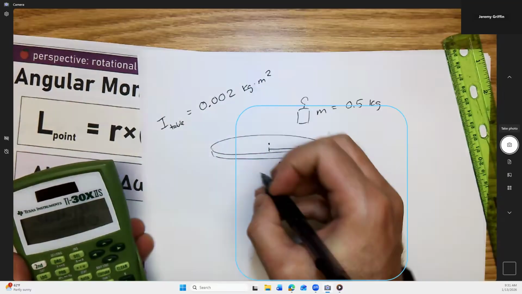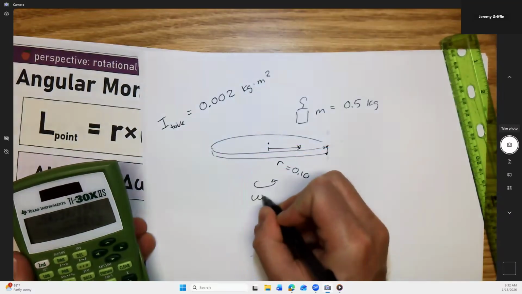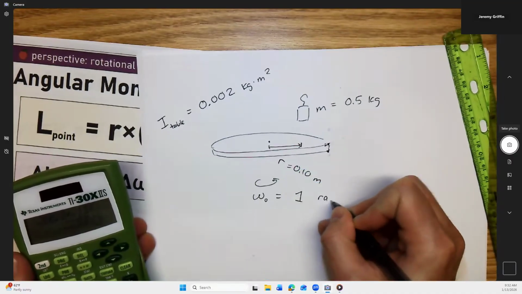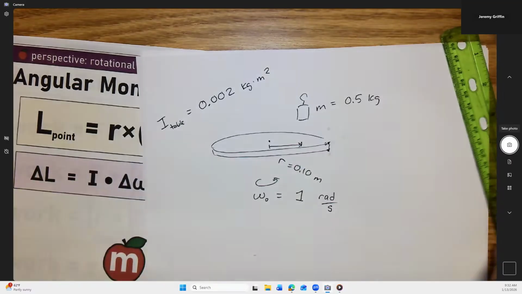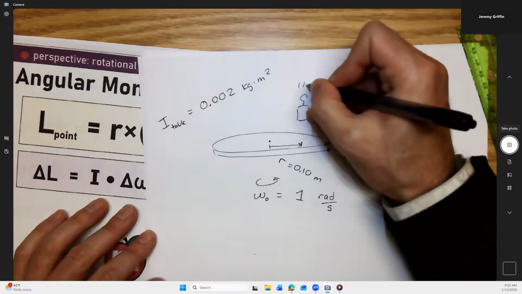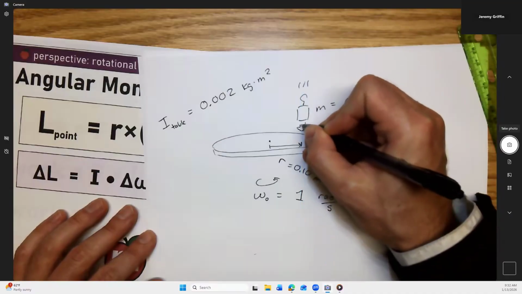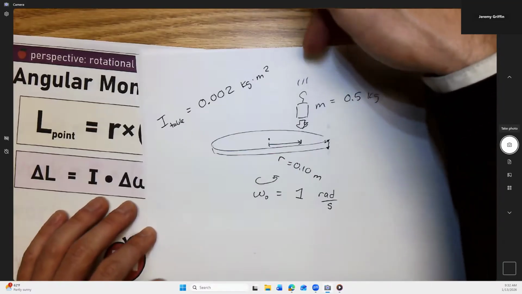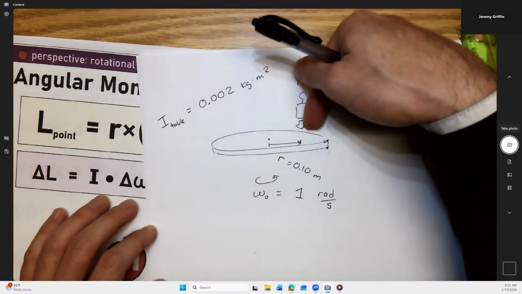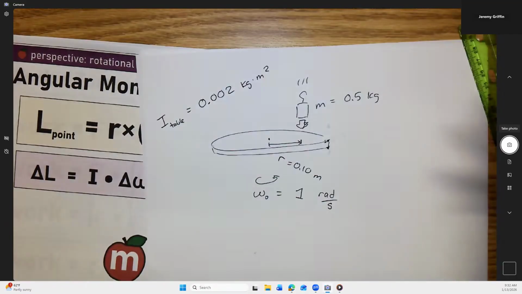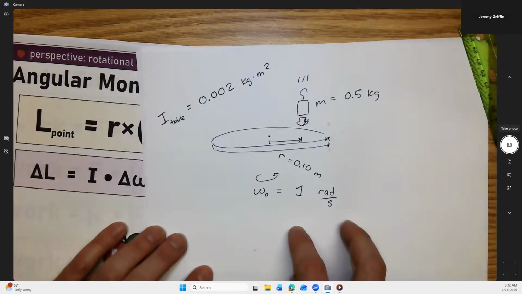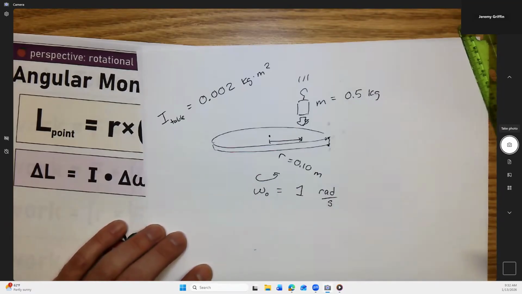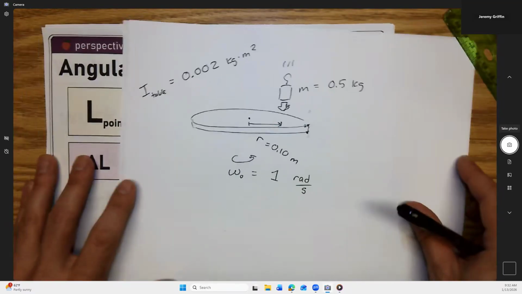Now let's say I was rotating this with an initial angular velocity of, how about 1 radian per second? Just to make something up. So after this mass collides with the turntable, it lands on it. And notice it doesn't matter how high I dropped it from or how fast it was landing. All that matters is that it just appeared on it. Just from that fact alone, this whole system's going to slow down. And we can go through conservation of angular momentum to figure this out.